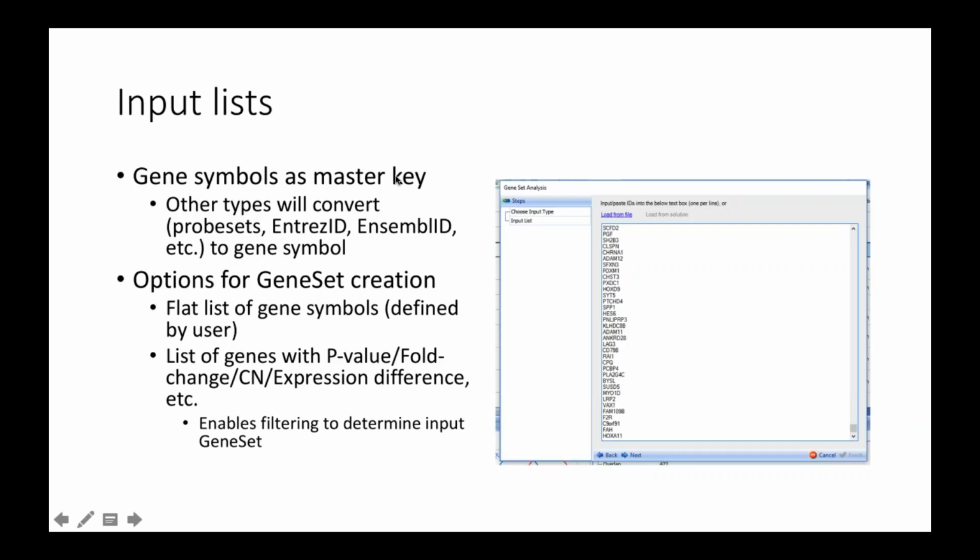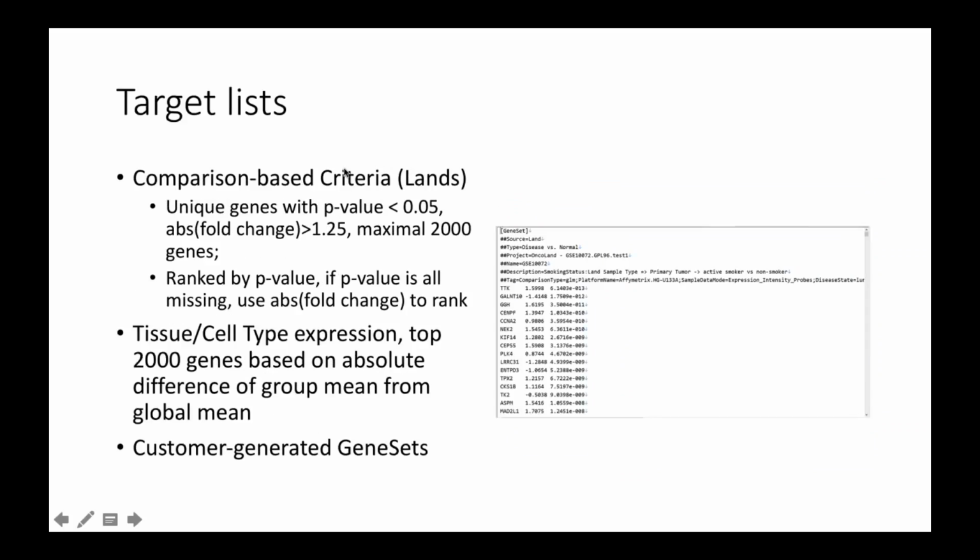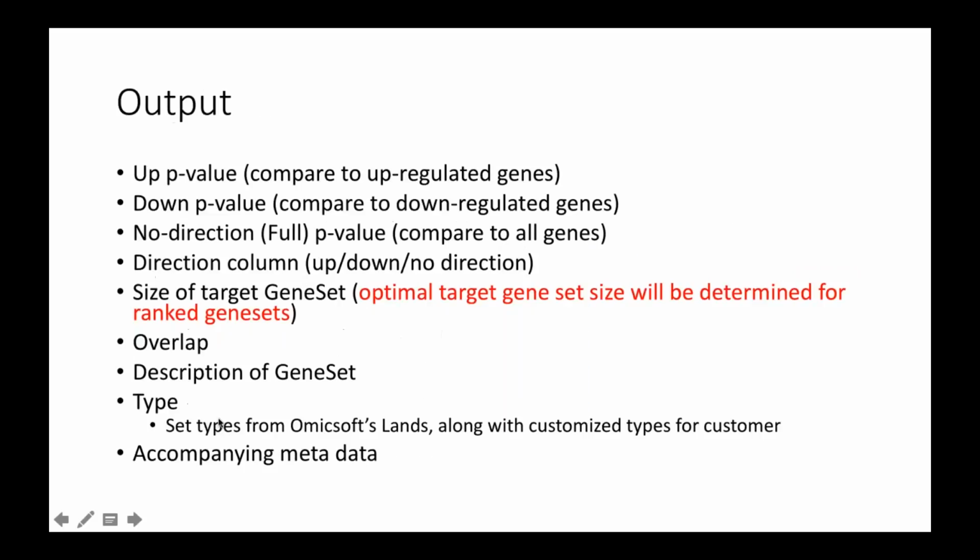And so what you end up with is an input list. The target lists from the lands, at least from our set, are based on a p-value of 0.05, absolute fold change of greater than 1.25, and then a maximum of 2,000 genes. And then it's ranked by p-value. We also have tissue-based expression and cell type expression. I haven't showed those plots, but those are the top 1,000 genes based on the absolute difference of group mean from the global mean. And then, of course, you can have your customer-generated gene sets as well.